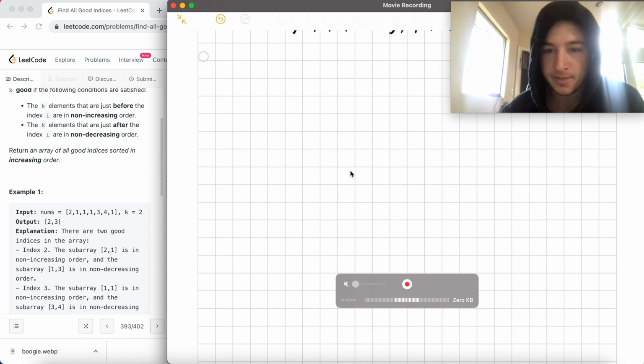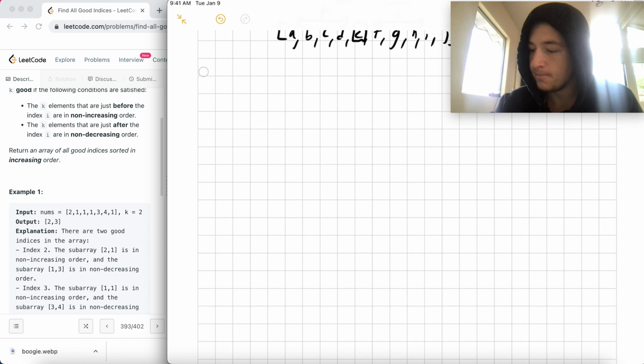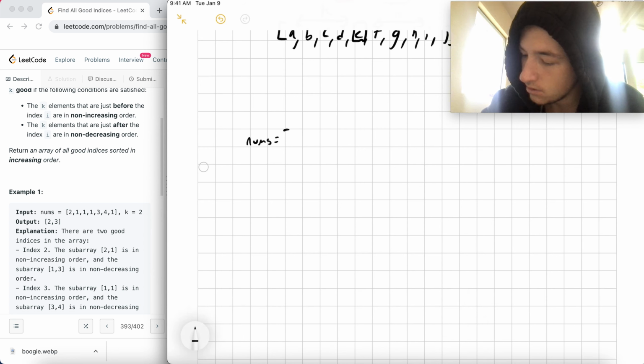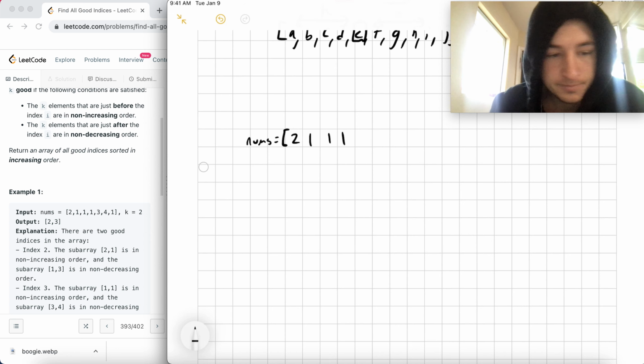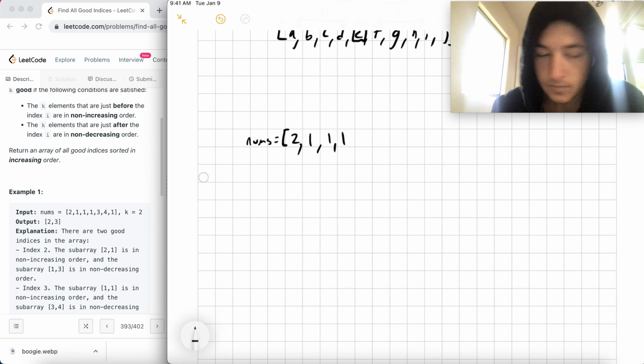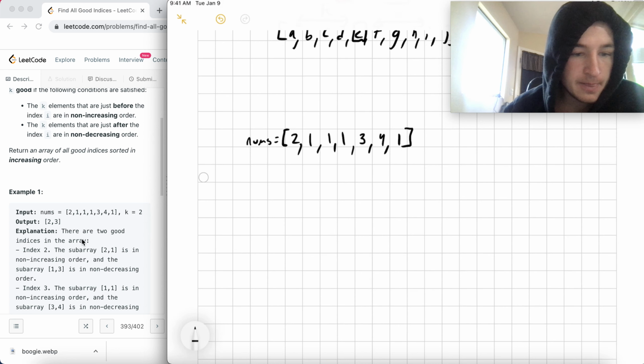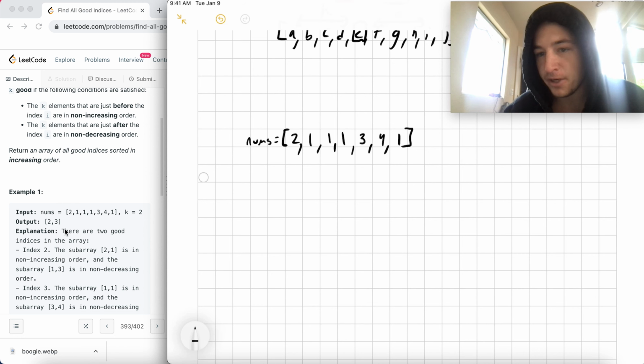So let's look at an example. If we had nums equal to 2, 1, 1, 1, 3, 4, 1, this is saying that the good indices are 2 and 3.